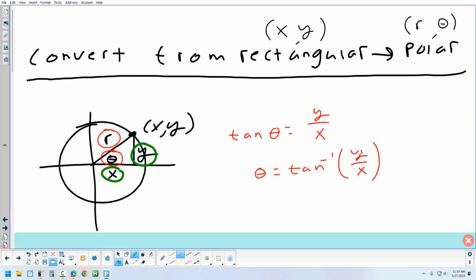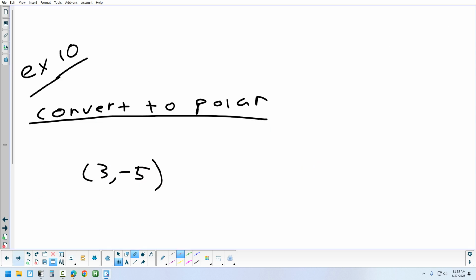Inverse tangent y over x works in what quadrants? Quadrant 1 and quadrant 4. What if you want to get an answer in 2 or 3? What do you have to do to that? Add 180. Yep.